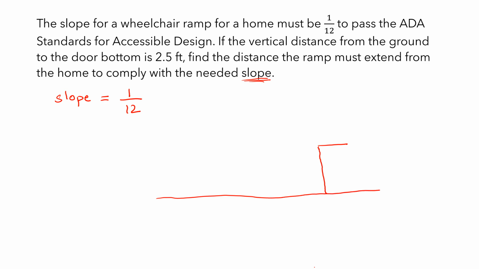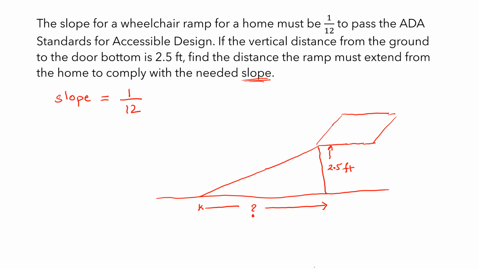So let's say this is my ground, and the height is 2.5 feet, and we have to design this ramp, and this distance is what we are looking for. So we have to calculate that. Now, typically when we are designing these ramps, we have to make sure that we have a landing station for the wheelchair.